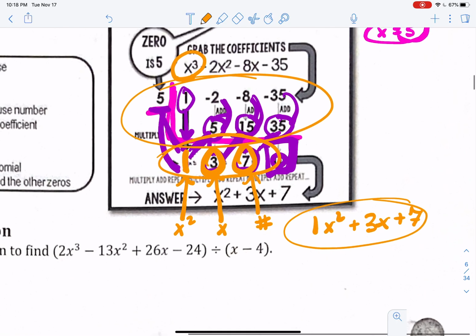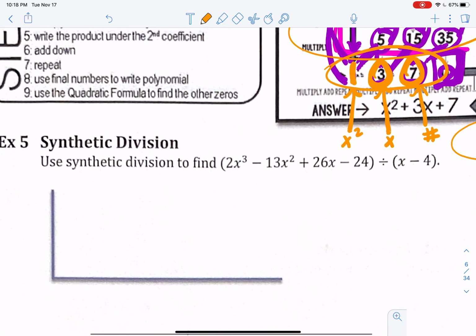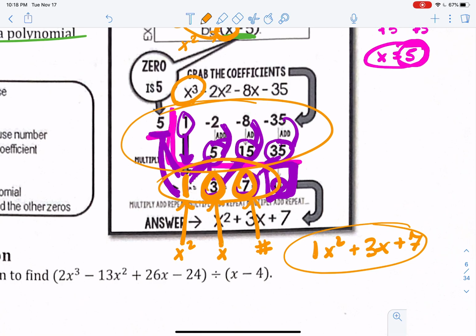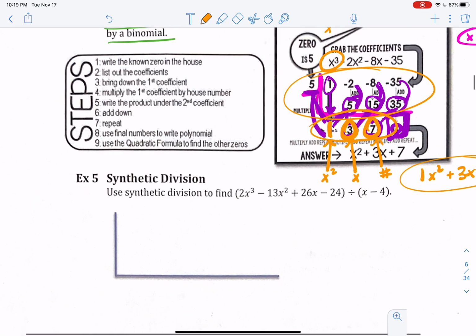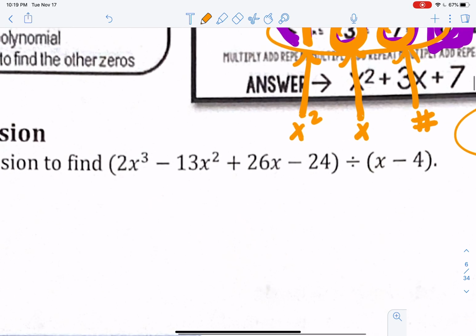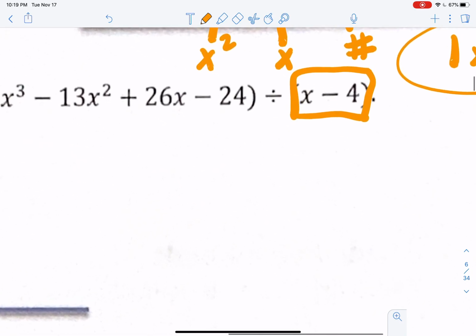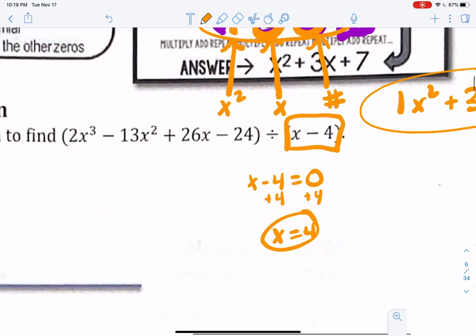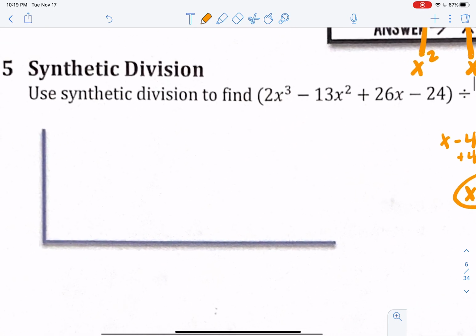Okay, so you'll be able to see that a little bit better when we start from scratch over here in example 5, but I just wanted to introduce that process to you so that you could get an idea of what we're doing here. Okay, so synthetic division, we are dividing by x minus 4. So the first thing that I'm going to do is say x minus 4 set equal to 0. I would add the 4 to the other side, so x is equal to a positive 4. And that positive 4 is the number that's going to go outside here, right up there at the top.